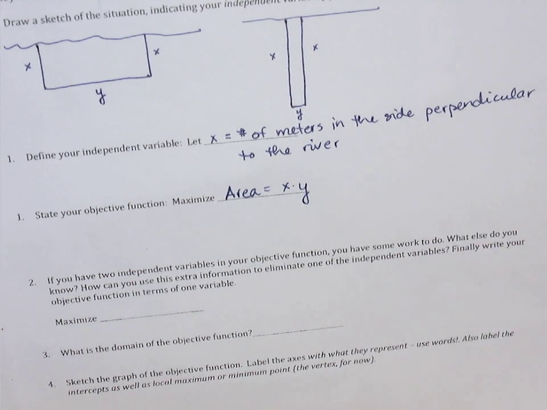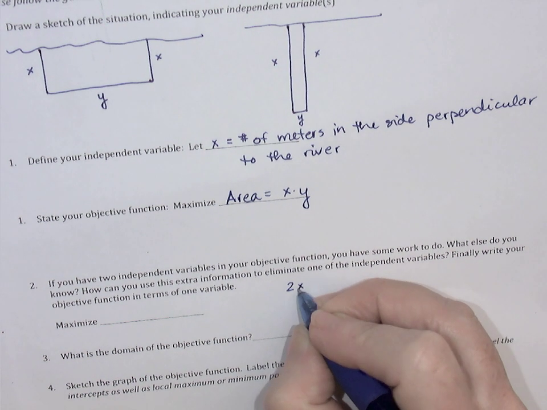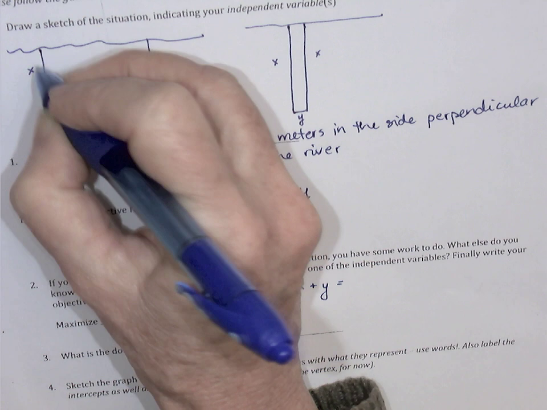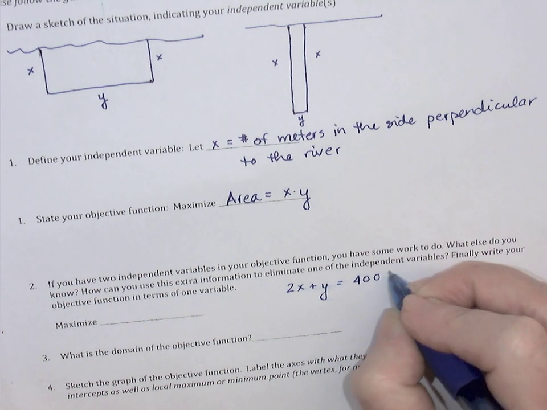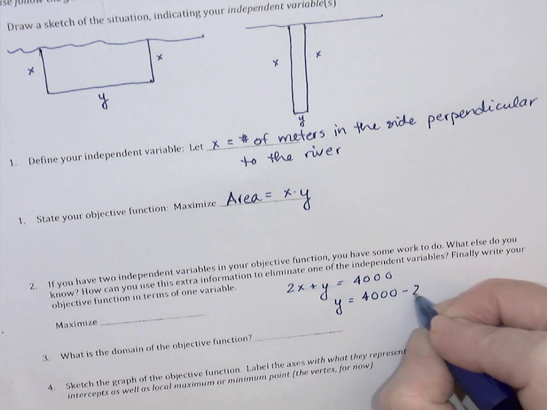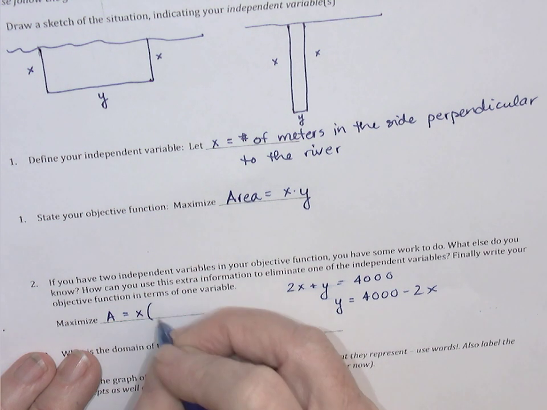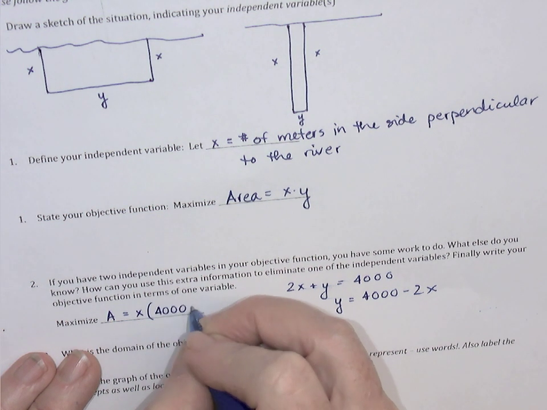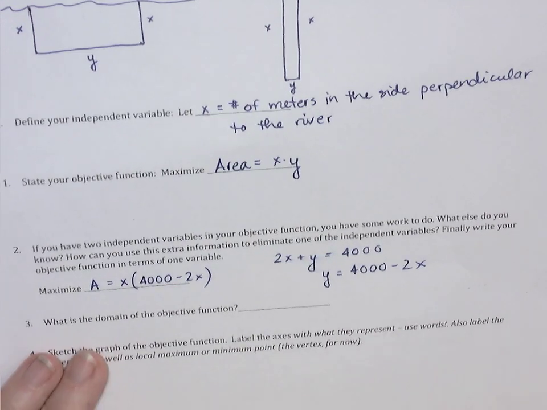What else do you know? Well, we haven't even touched that 4,000. So we know that 2x plus y, the amount that we're using, is 4,000. So I can write y is 4,000 minus 2x, and then the objective function we can write as x times (4,000 minus 2x).